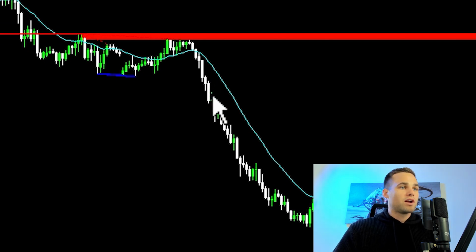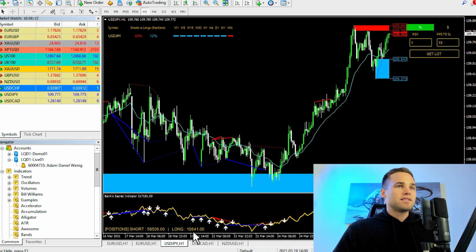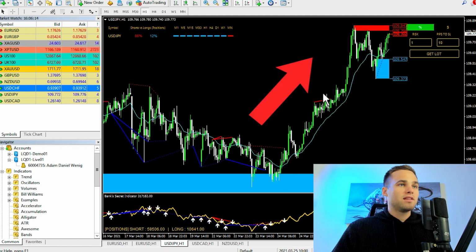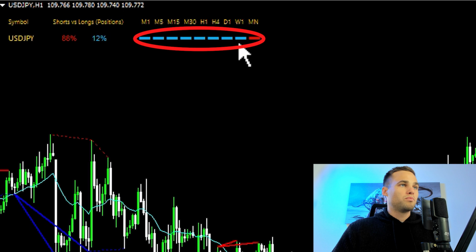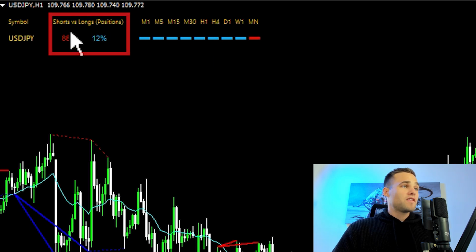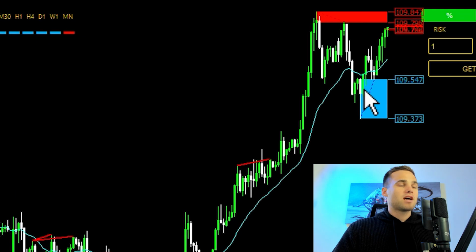Okay, so let's continue on here. We saw price break on down here to this side. Let's take a look at this, for example. We see that this is clearly in an uptrend right here. We can see that price is in an uptrend. Look at all these blue bars on all these different time zones. We see that the herd is mostly short, so we obviously want to be long again. And we see that price has come down to this support area, basically has pulled back.